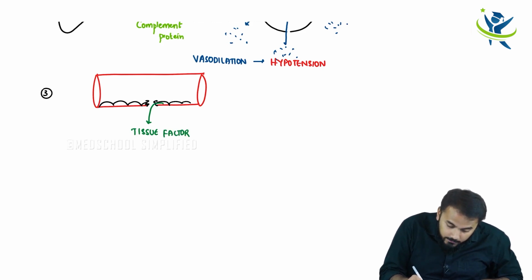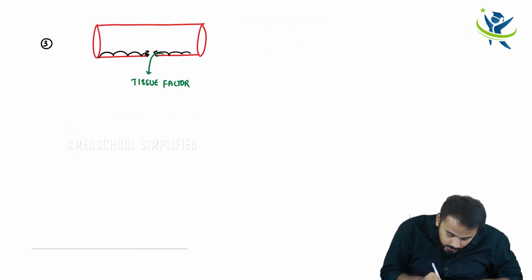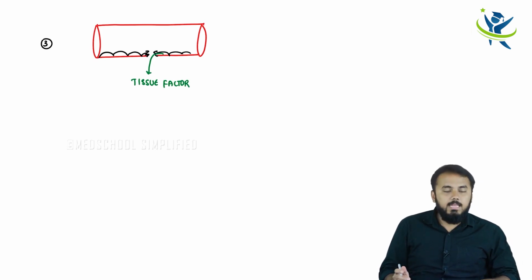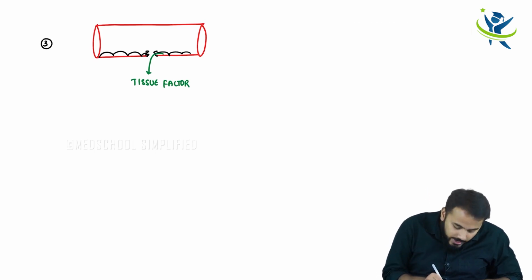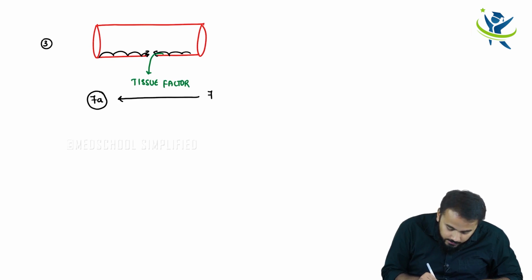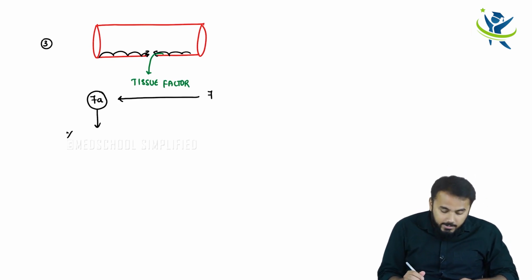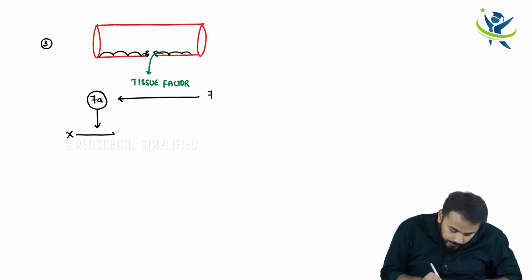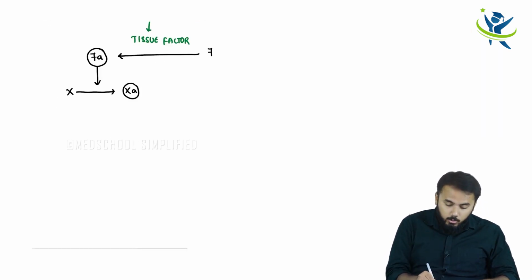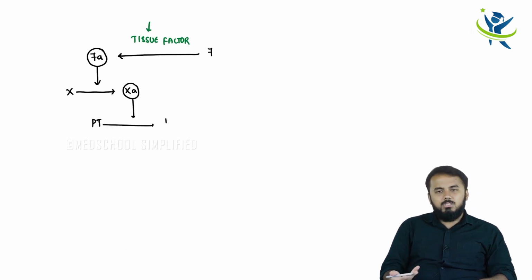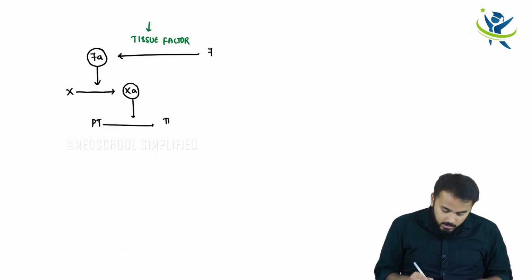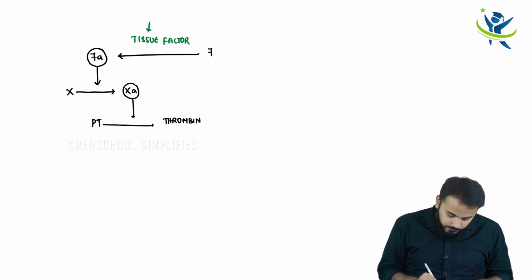This tissue factor will convert factor 7 to factor 7a, that is activated factor 7a. And this factor 7a will convert factor 10 into activated factor 10a. And this activated factor 10a will convert PT, which means prothrombin, to a molecule called thrombin. All of you know this mechanism, right? So what will thrombin do finally? Thrombin will convert fibrinogen to fibrin.